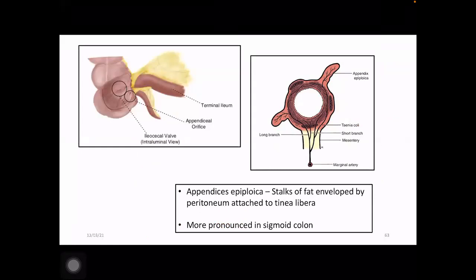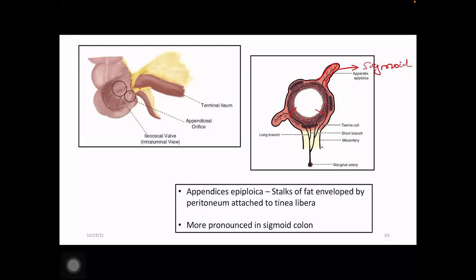Again, the terminal ileum joins into the cecum, and there is an ileocecal valve present, and below it there is the appendiceal orifice. This picture shows the three tinea coli. You can also see the appendices epiploicae, which are stalks of fat enveloped by peritoneum, more pronouncedly present in the sigmoid colon. Also remember, all these blood vessels pierce the colon on the mesenteric aspect of the tinea coli, and that is why diverticulosis is more common on the mesenteric side of the tinea coli.